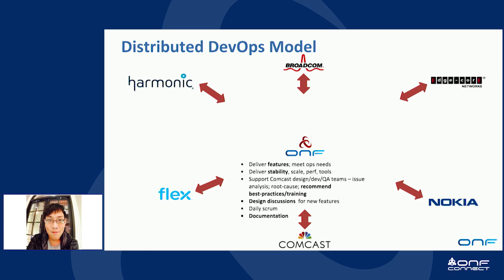So for Comcast, basically ONF delivers features to meet their operational needs. We also deliver stability, and we also have a lot of architectural discussions with them.